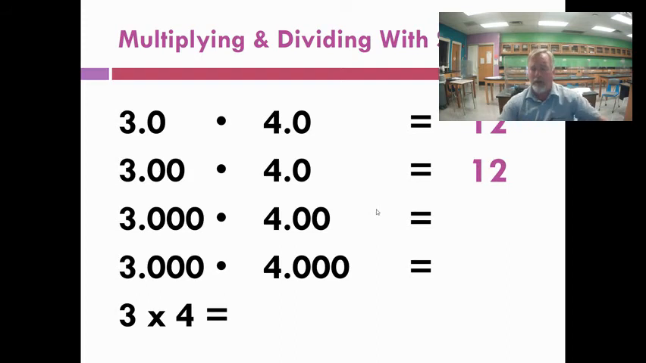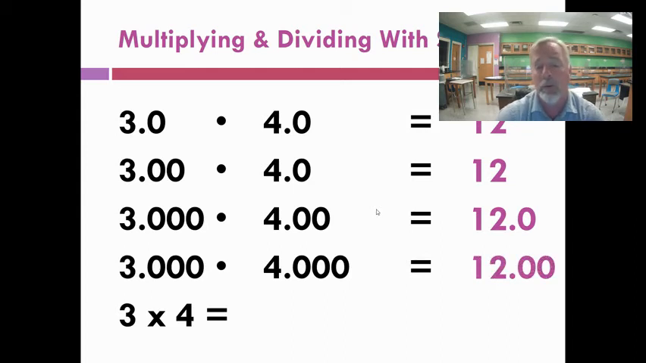Remember, we're not in math class. We're in science class. So these decimals, these numbers are important, right? We're talking about significant figures here. The decimal tells you something. When we have a trailing zero, that decimal is important. So let's look at the next one. 3.000 times 4.00. I'm going to tell you this one is 12.0. And let's do the next one. 3.000 times 4.000. 12.00.